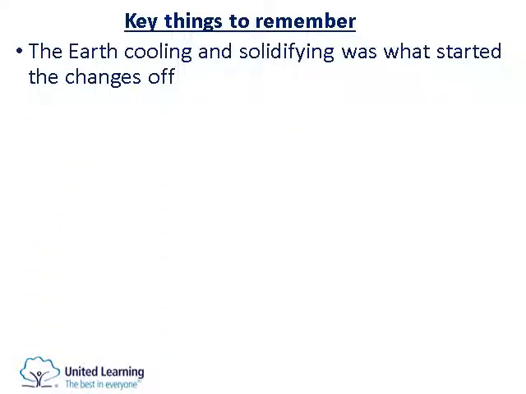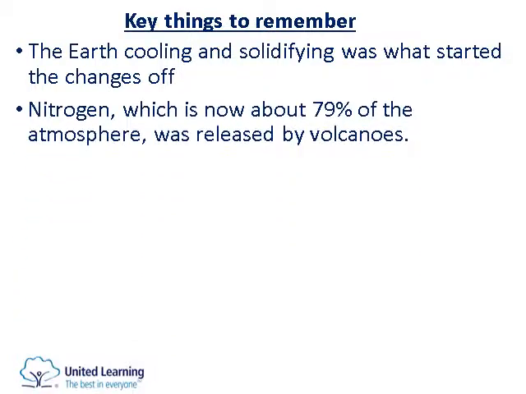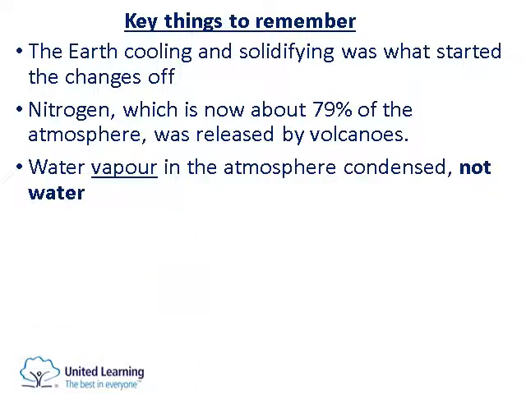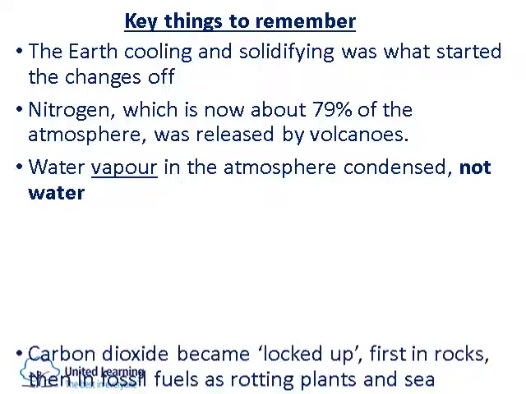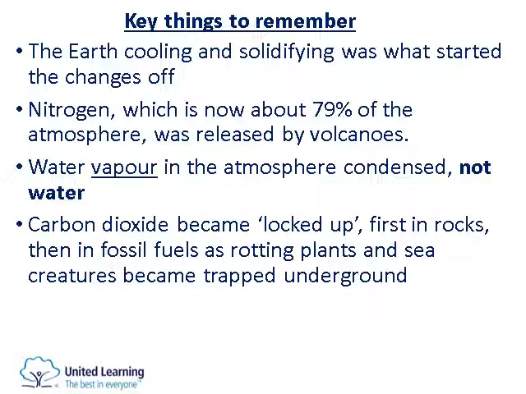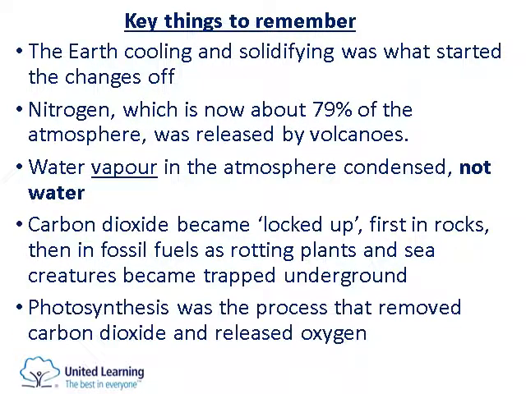The Earth cooled and it solidified, and that is where the main changes started. Nitrogen was originally released by the volcanoes, and that is where the majority of nitrogen in our atmosphere came from. Water vapour condensed and became oceans, rivers, lakes. And the carbon dioxide became locked up, so it was removed from the atmosphere and locked up into limestone, as well as fossil fuels. Photosynthesis kick-started all of the life being able to evolve because it removed carbon dioxide from the atmosphere, and it also released oxygen.